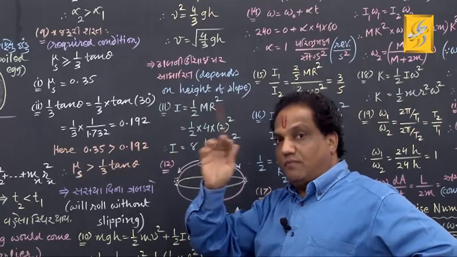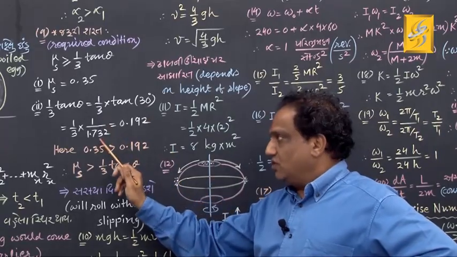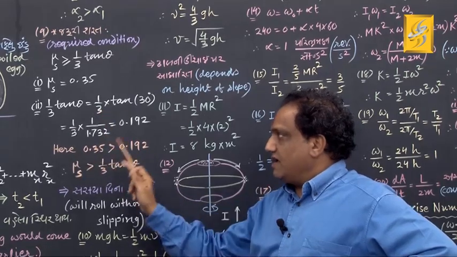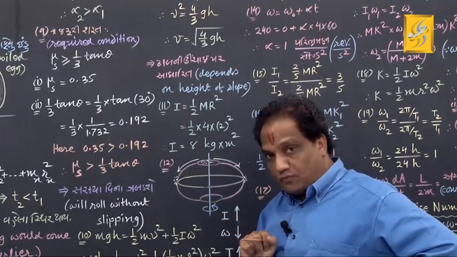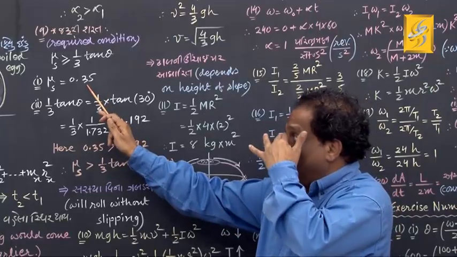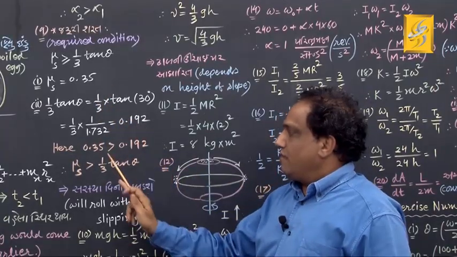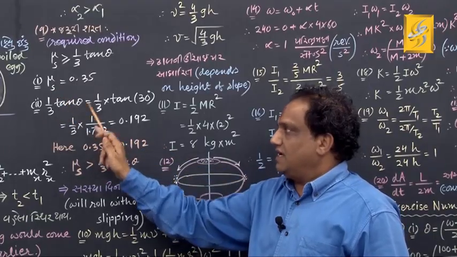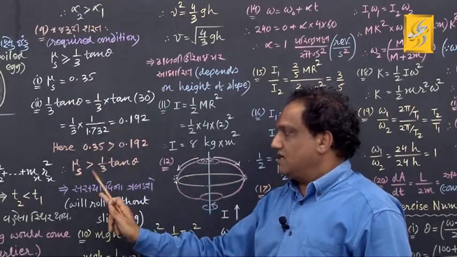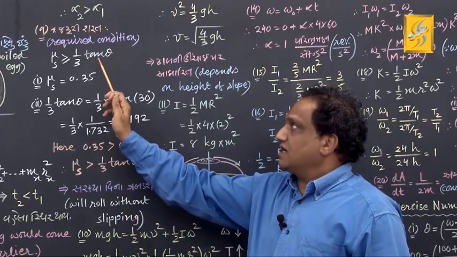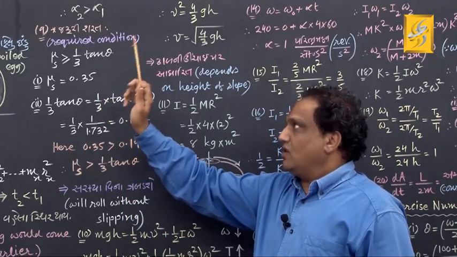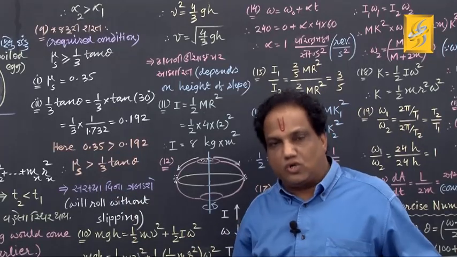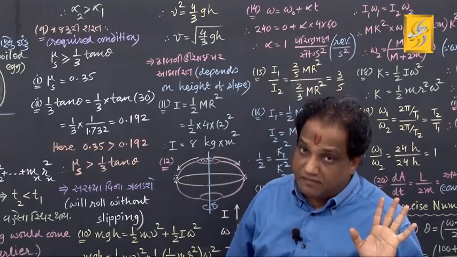Tangent of 30 degree is 1 upon root 3. Root 3 value is 1.732. This 1 by 3 as it is. Simplify. Answer is 0.192. And tell me, 0.35 is definitely greater than 0.192. Because this is greater than this, mu s is at present greater than 1 upon 3 tan theta. Because mu s is greater than 1 upon 3 tan theta, this condition is satisfied. And because this condition is satisfied, the solid cylinder will definitely roll down the slope without slipping.